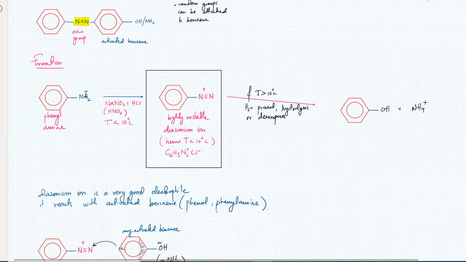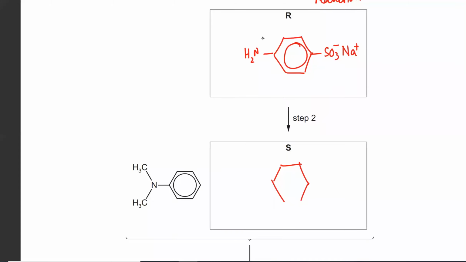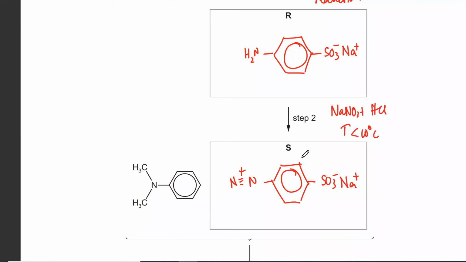You need an NH2. And then that NH2 is turned into an N triple bond N +1, which is a diazonium ion. It's a highly unstable diazonium ion. You can do that by using NaNO2 plus HCl, and the temperature's got to be less than 10, around 5 degrees centigrade. The other thing remains exactly the same. So it's a very unstable diazonium ion.